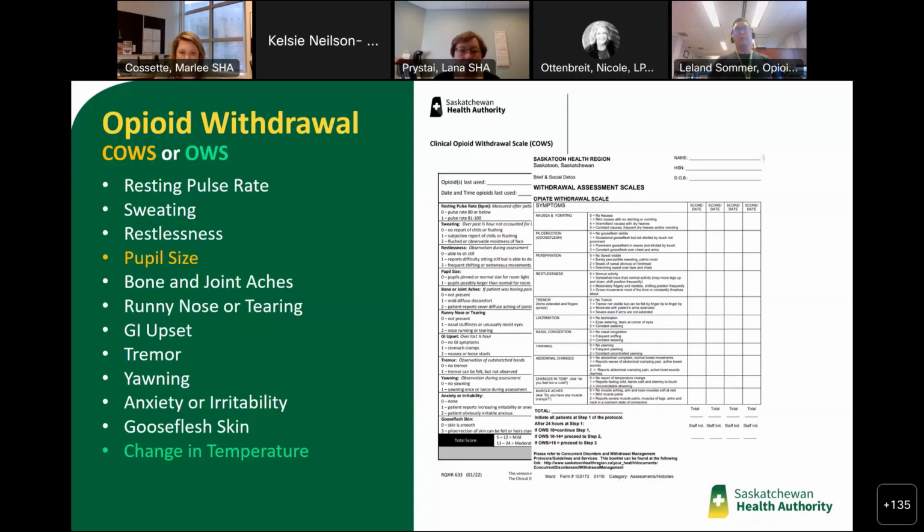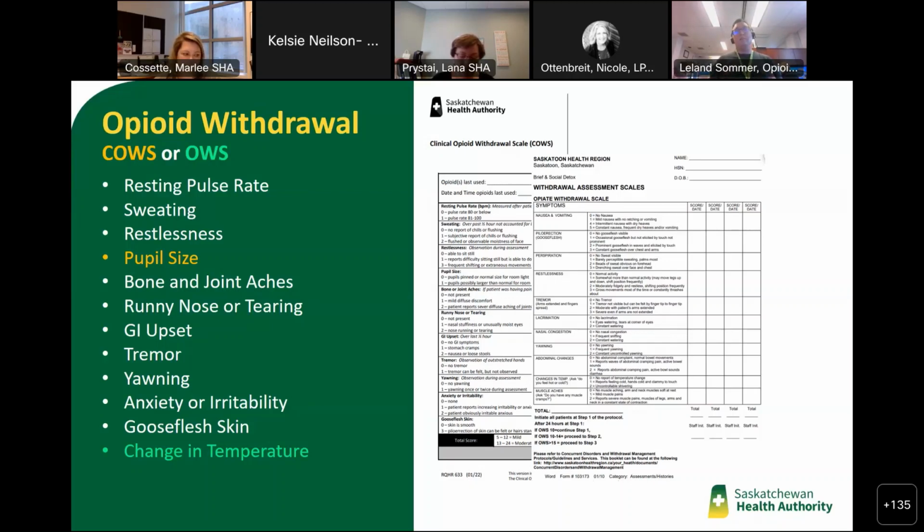If we look at the orange ones, that is specific to the COWS. The green one, they talk about change in temperature. It can be similar, but just asked in a different way than on the COWS. The COWS is what is referred to more in the national literature around opioid withdrawal. So when we talk about starting out, the COWS is typically what is referred to. Now it is more clinically accepted across the nation.